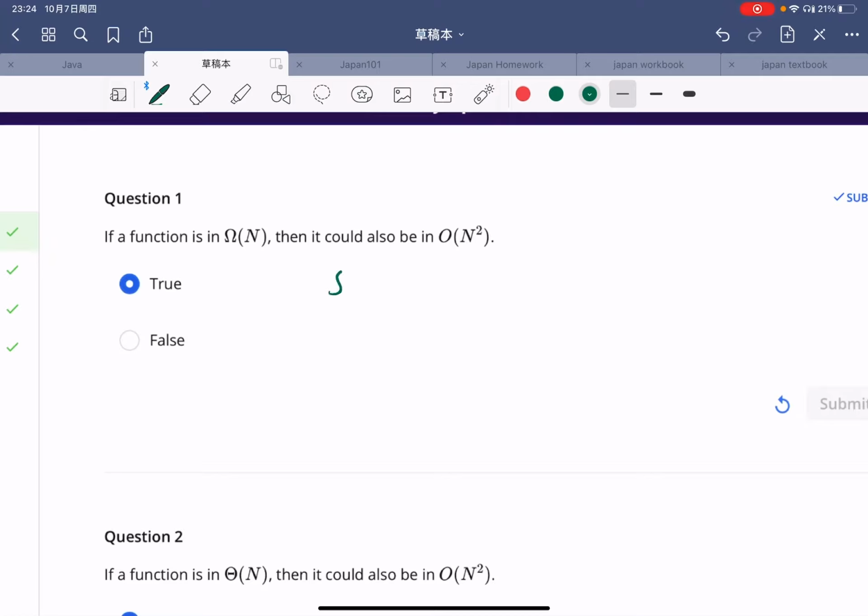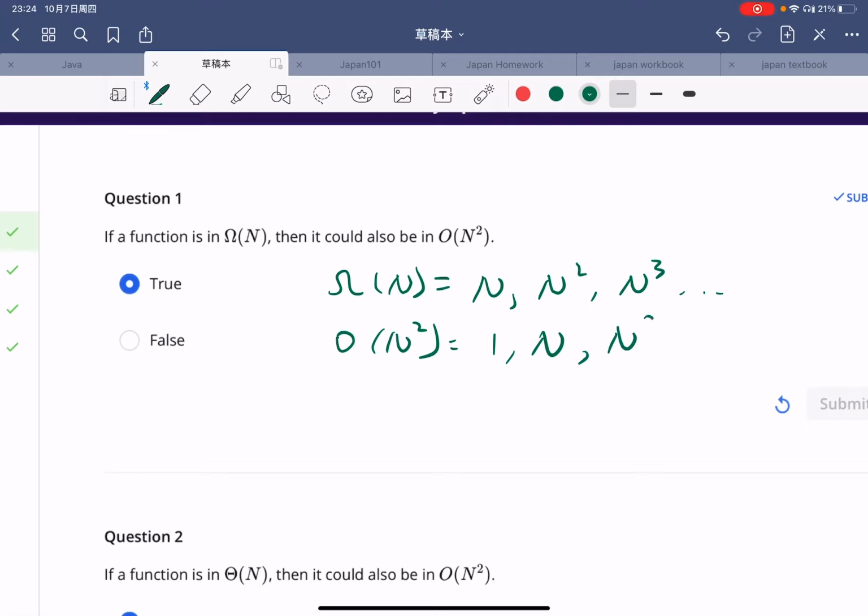So for the first question, we know that omega n represents n squared, n cubed. And for big O of n squared, it represents 1, n, and n squared. So we can see that these two functions belong to both of them. So I chose true.